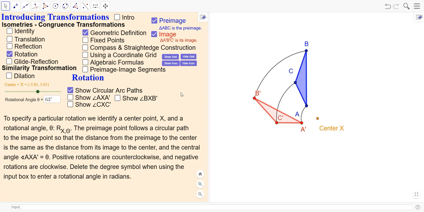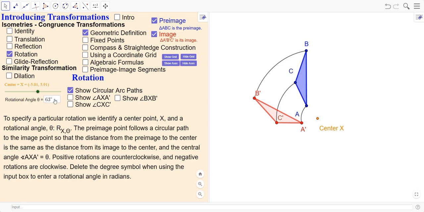Notice we use m for reflection and r for rotation. Since we use r for rotation, we need another letter for reflection, which was m for mirror. The preimage point follows a circular path to the image point, so that the distance from the preimage to the center is the same as the distance from its image to the center. And the central angle A X A prime is the rotational angle theta. Positive rotations are counterclockwise, negative rotations are clockwise.